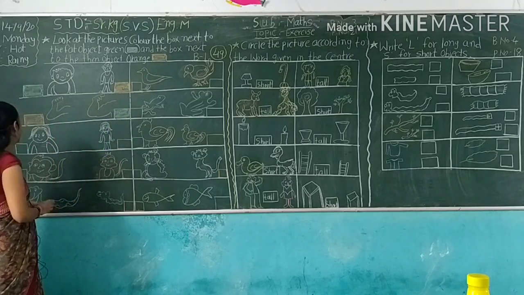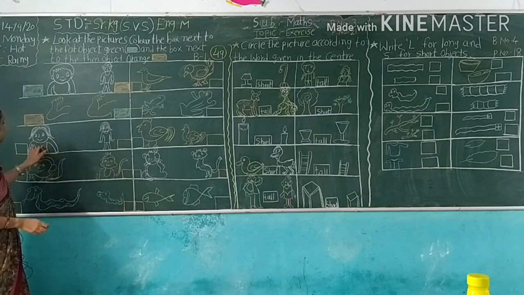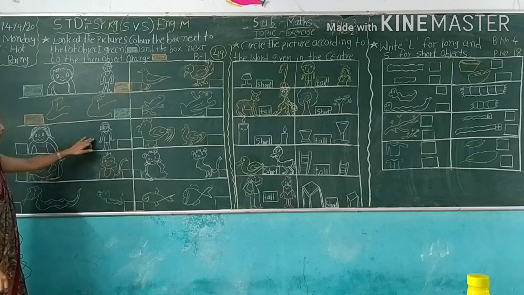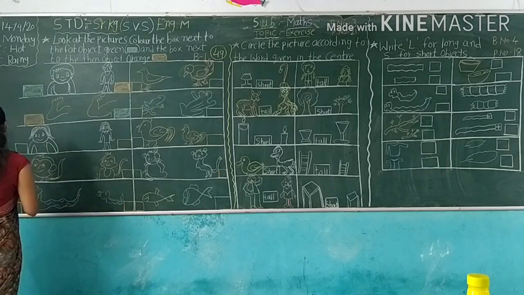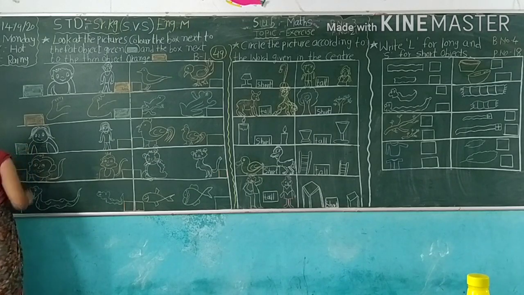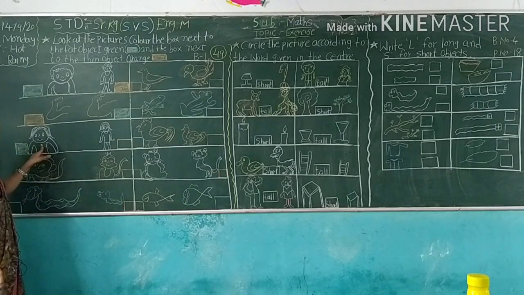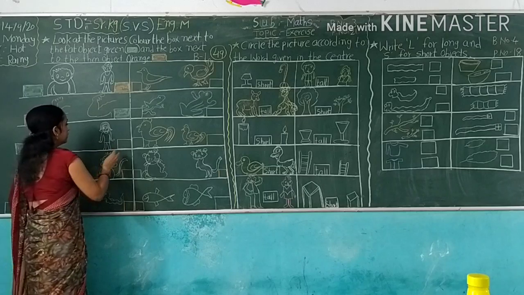And next, look this picture carefully. Here I drawn two objects. So which object is fat? This? No. This? Yes. This object is fat. So here color in green. Okay. And which object thin? This? No. This object is fat. This object is thin. So here color orange.